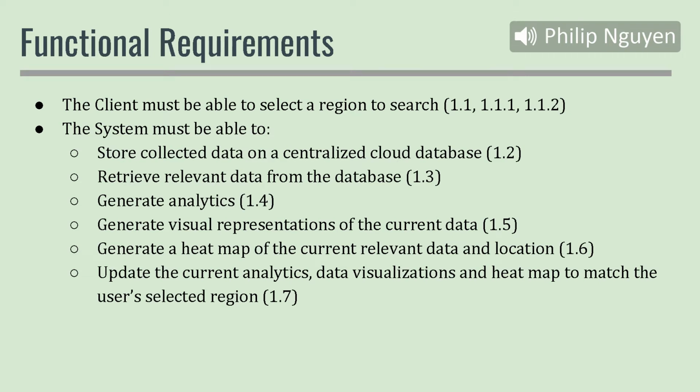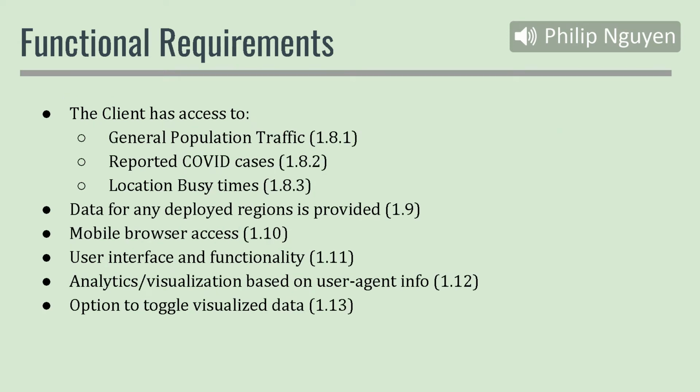The system must then take this relevant data and generate analytics, data visualization, and also an overhead heat map. Our final high priority functional requirement is that the system must be able to update the current analytics, data visualizations, and heat map to match the user selected region. We will now cover the medium and low priority functional requirements.